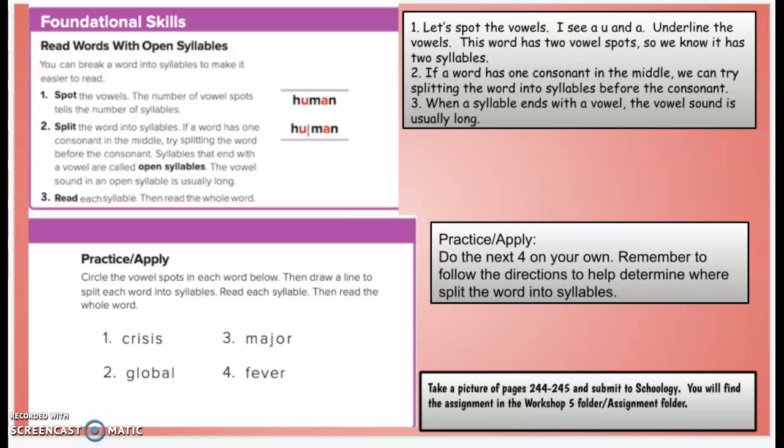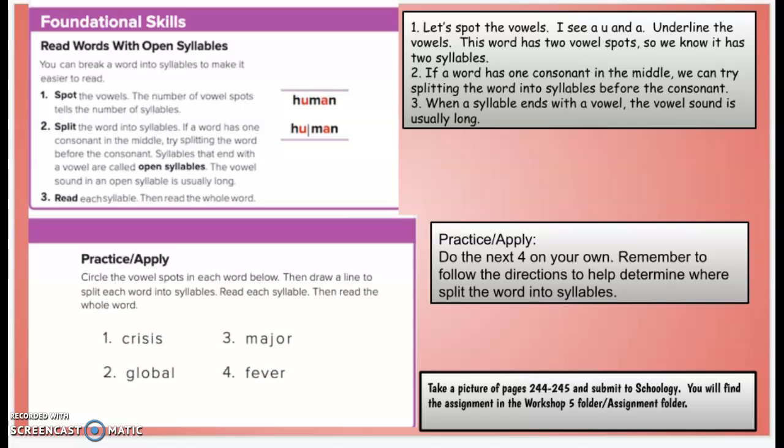You can break a word into syllables by doing these 3 things. So first of all, you can spot the vowels. Now a vowel is A, E, I, O, or U. Now in this word, I see a vowel U and I see the vowel A. I want you to underline those vowels. This means this word has 2 vowel spots, so we know it's going to have 2 syllables.